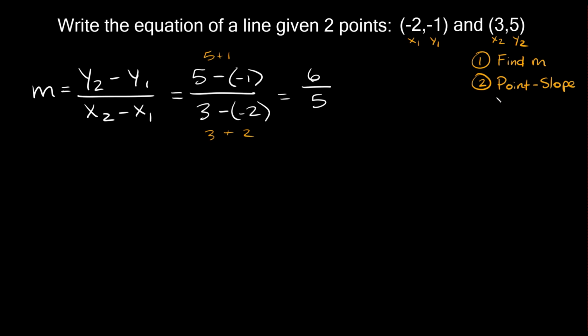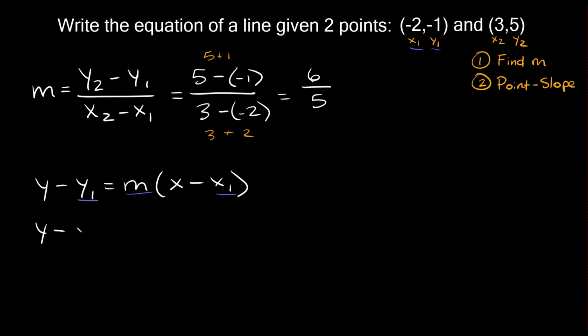So now that we found the slope, now let's jump to the second step using the point-slope formula. So if you don't remember what that one is, it's y minus y1 is equal to m times x minus x1. Okay, so let's plug in what we know. Well, we know y1, right? y1 is -1. We know the slope, right? 6 over 5. And we also know x1, which is -2. All right, so let's plug those into the formula.